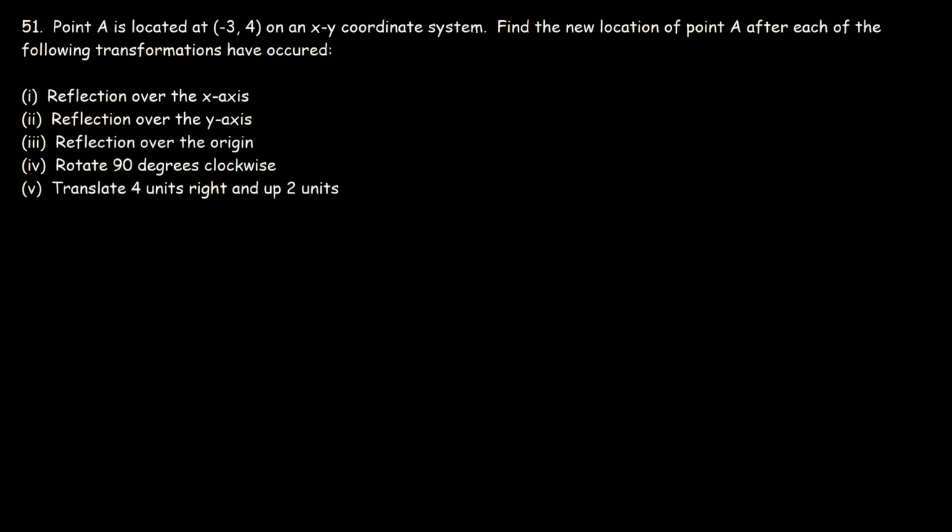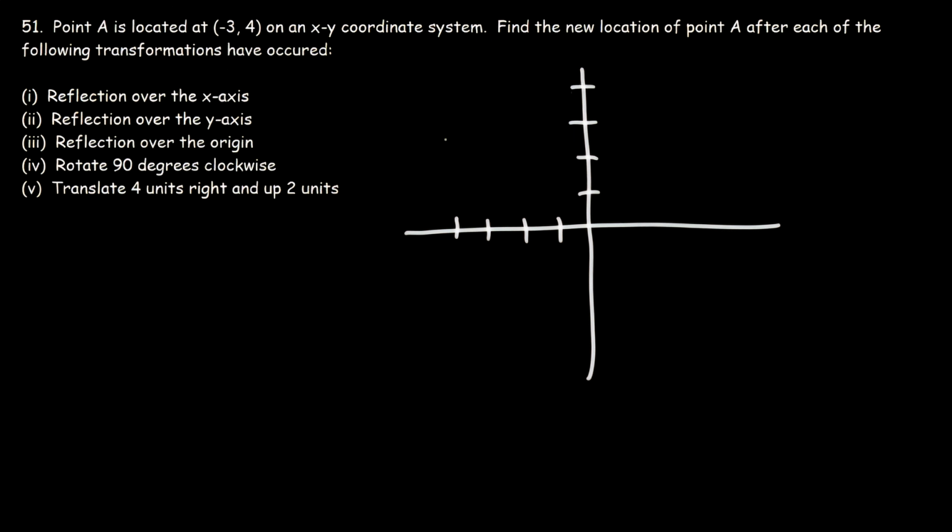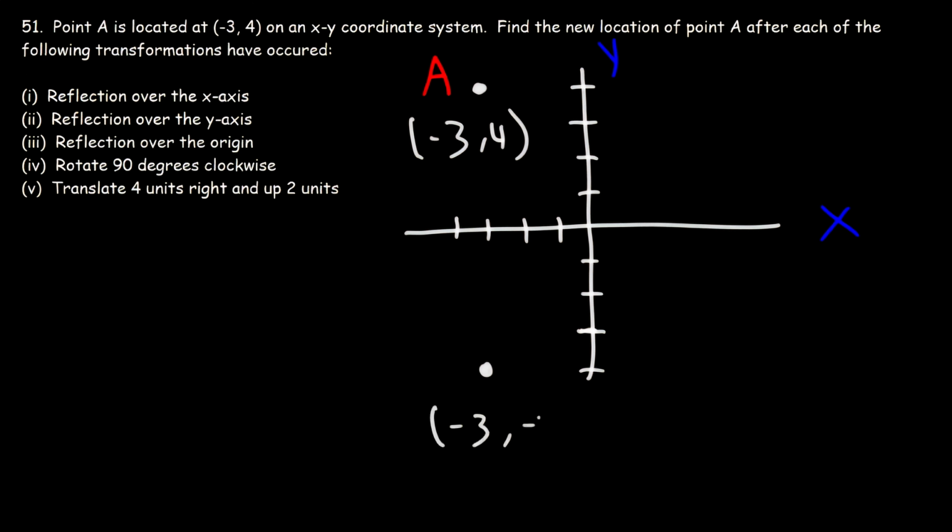51. Point A is located at -3, 4 on an xy coordinate system. Find the new location of point A after each of the following transformations have occurred. So let's draw a picture first. Point A is at -3, 4, so that's going to be right here. Where is point A going to be after it's been reflected over the x-axis? So this is x, this is y. When it reflects over the x-axis, we're going to have to change the y value from 4 to -4. So right now A is at -3, 4. The x value will be the same, but the y value will change to -4. So this is going to be our new A value.